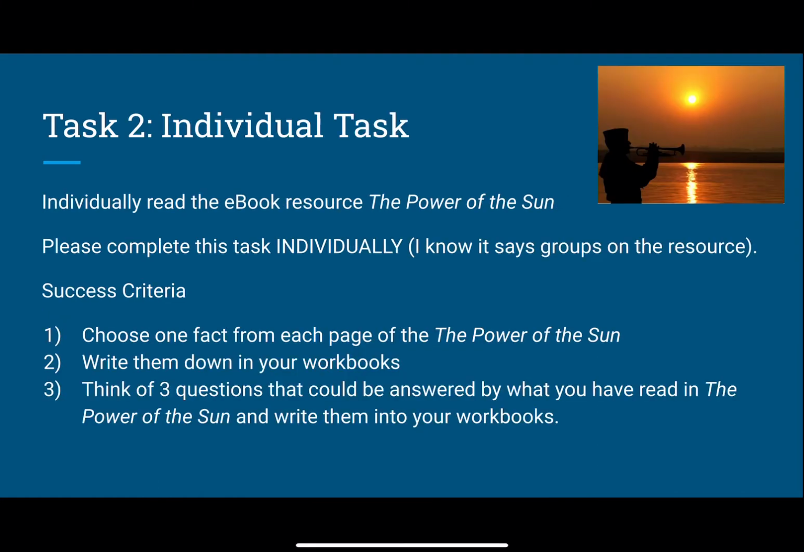The second task is an individual task. So this is the one where it says in the resources to do it as a group. I would like you to do it individually. It's quite a short task. It shouldn't take you too long.